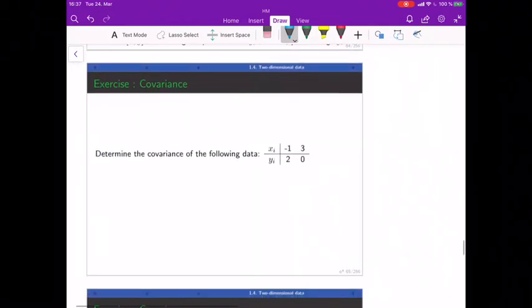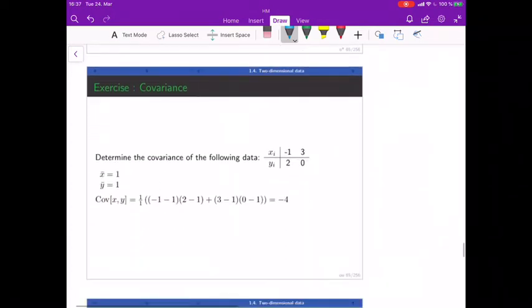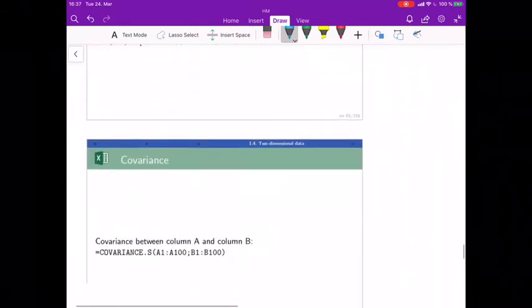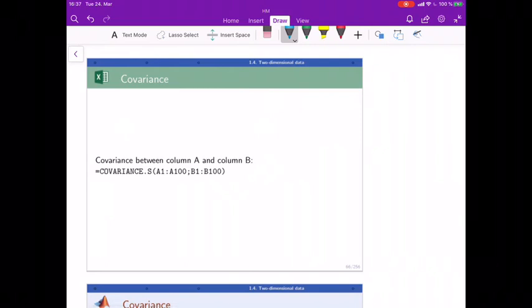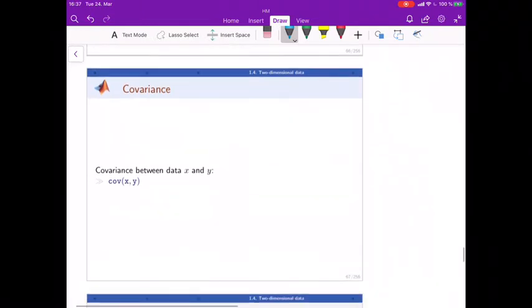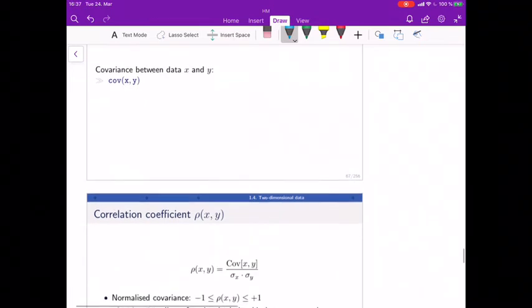Okay, have a go yourself. What's the covariance of this following data? Well done, -4 should be the outcome, and I've shown you the calculation here. It's a bit tedious to do it by hand. Use the covariance command in Excel, or use the MATLAB cov command. It makes it a lot easier.